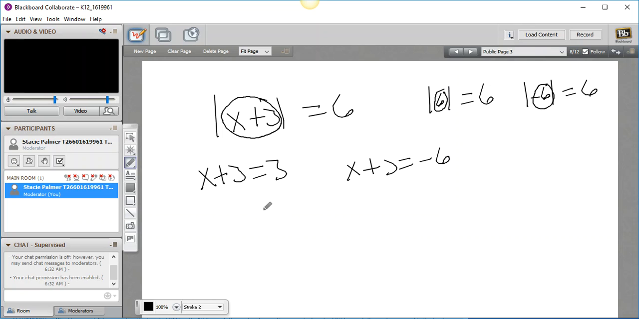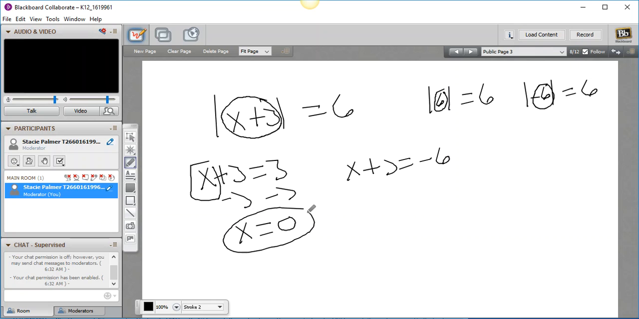So now we solve these equations. You guys should be really good at solving one-step equations by now. To isolate this variable, to get rid of the plus 3, we subtract 3. So x equals 3. That would be a solution. Oh, I'm so sorry, this would be 6, and this would be 3. We know that 3 plus 3 is 6. The absolute value of 6 is 6.